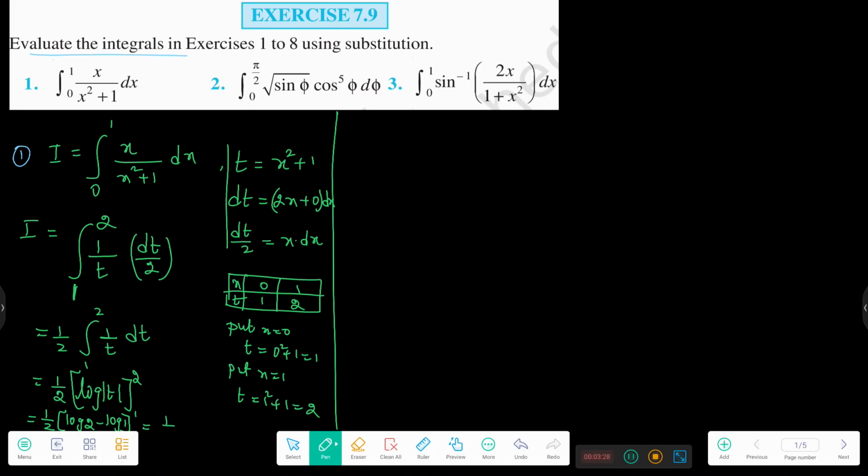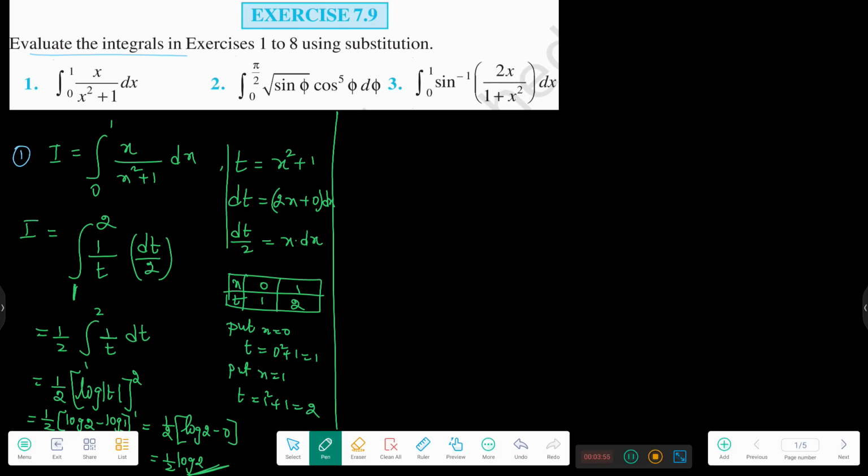What about log 1? Log 1 value is 0. So what am I getting? 1 by 2 into log 2 is my required answer. Or else, if you take the 1 by 2 inside, log root 2 will come. But 1 by 2 log 2 is the best answer, you can stop. Okay, that's it. Shall we go next?